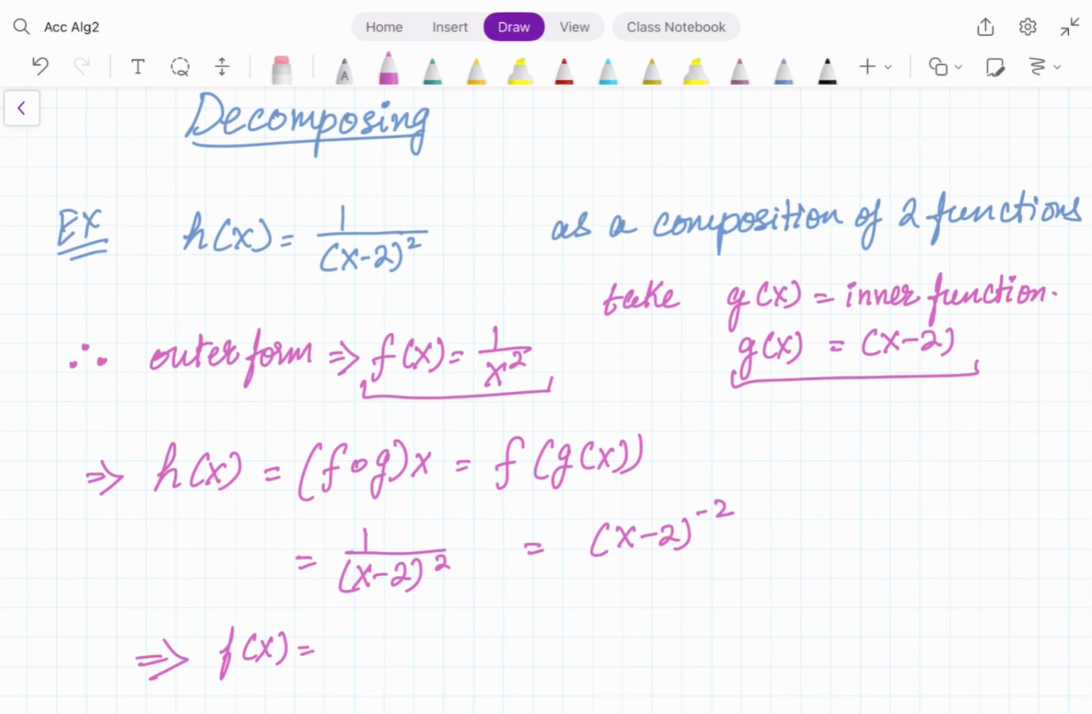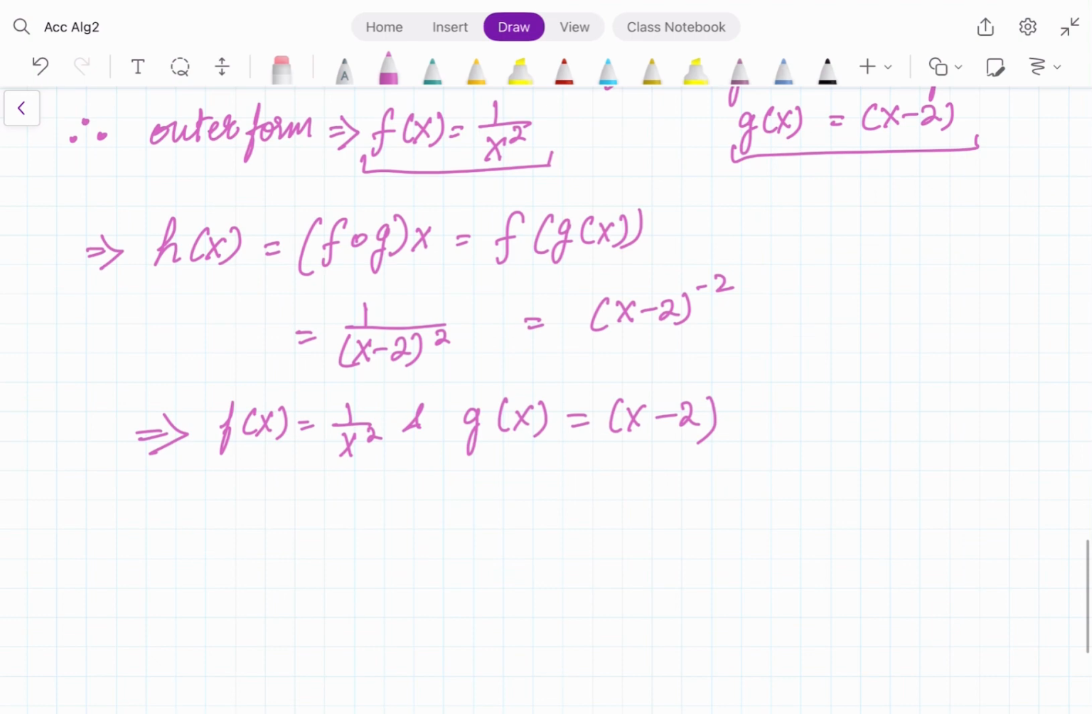So the decomposing of this function will generate two functions. The two functions are f of x is equal to 1 over x squared and g of x is equal to x minus 2. So the trick here is to identify what could be the initial inner function and what could be the outside function, and then you rewrite those two functions together to decompose.